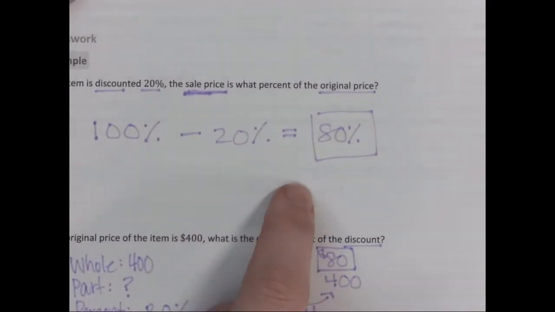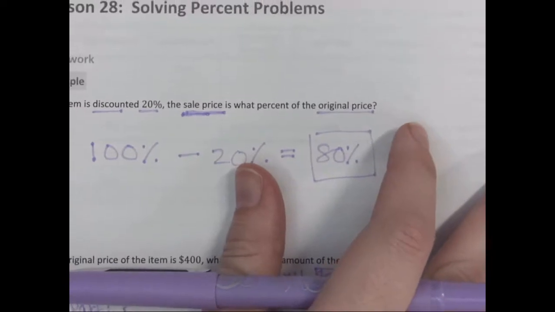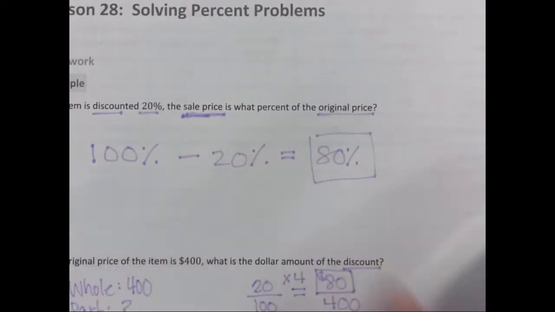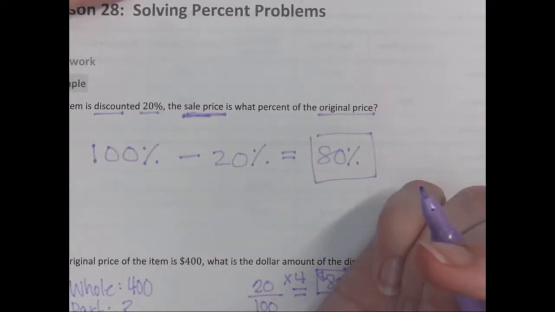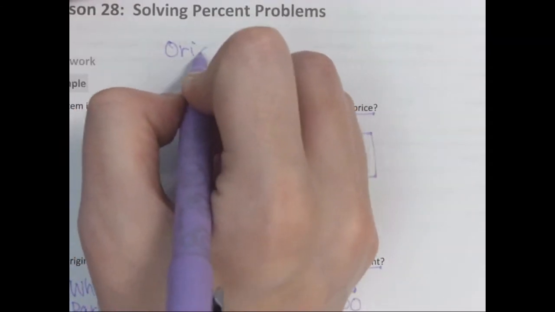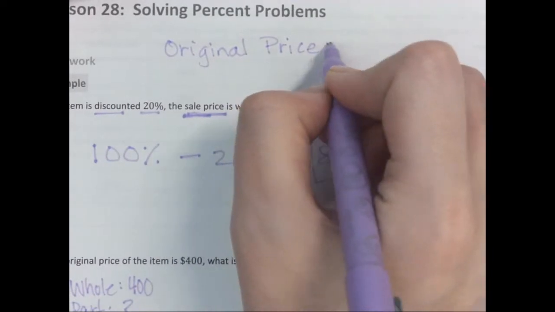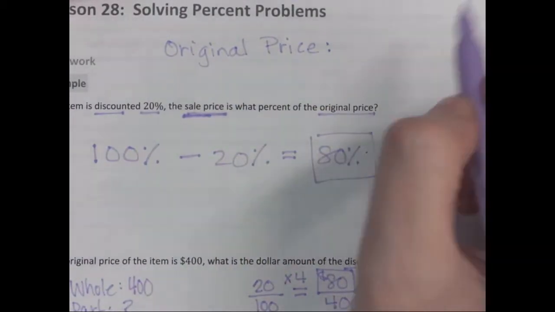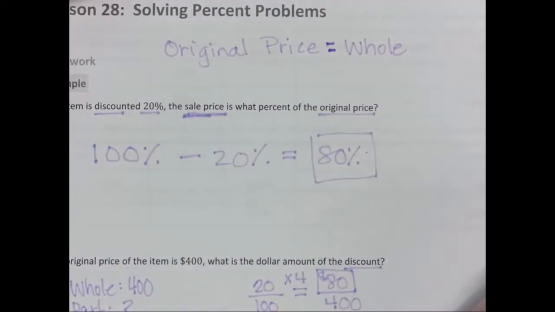Now, let's label some things. Because now, like we said in our last example on lesson 27, we're dealing with money now, right? This is called comparison shopping when we talk about discounts and sale prices and all that. So let's label some things that are always the same. Kai, track the board. Let's label some things that are always the same. Your original price when we're comparison shopping is always the whole. Your original price is the whole.